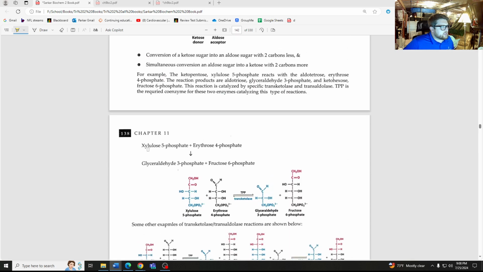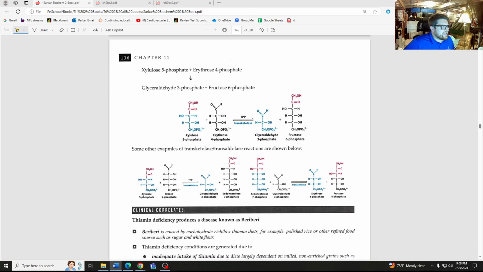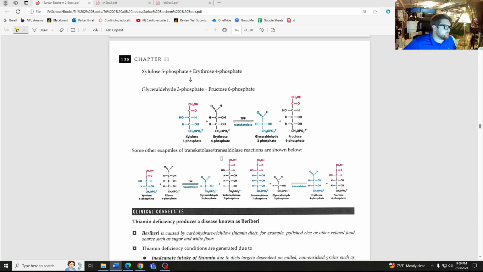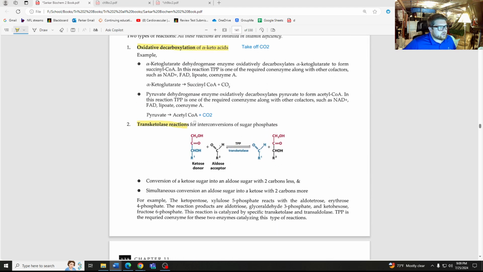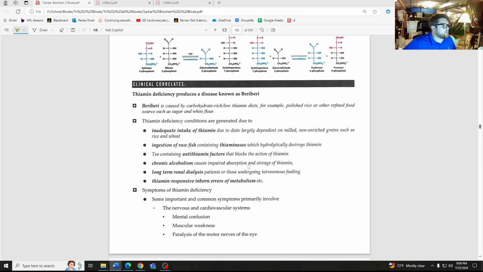For example, xylulose 5-phosphate plus erythrose 4-phosphate converting to glyceraldehyde 3-phosphate and fructose 6-phosphate. These are just some of those reactions, a couple of other reactions. I don't believe he's going to test you aggressively on this. If he does, more than likely he'll give you what the enzyme is, and you should be able to tell based off of that it's a transketolase reaction, and be able to answer the question there.